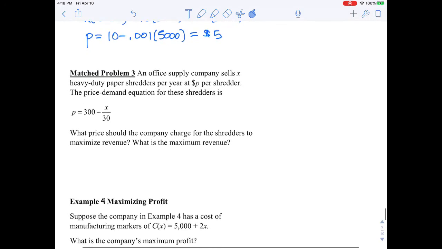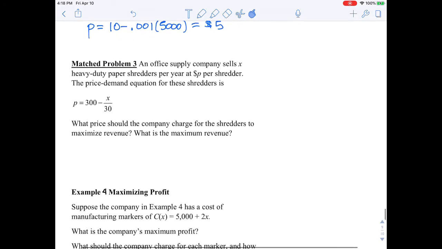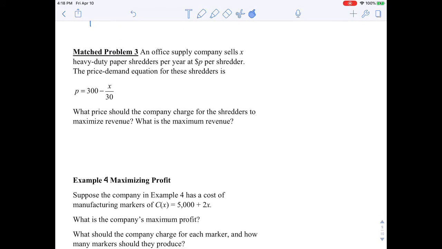Okay, so there is a problem here for you to try. And it's just like this previous one. You're given a price demand, and you need to find the maximum revenue and the price that you should charge for the maximum revenue.